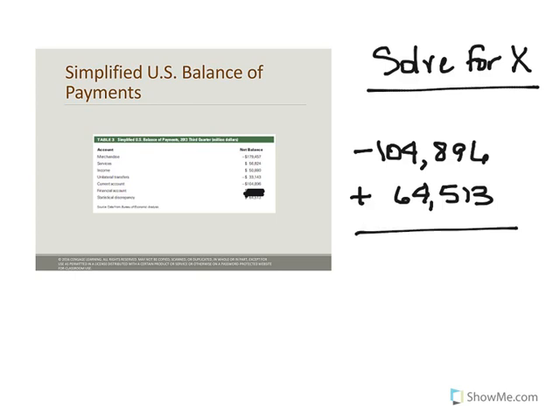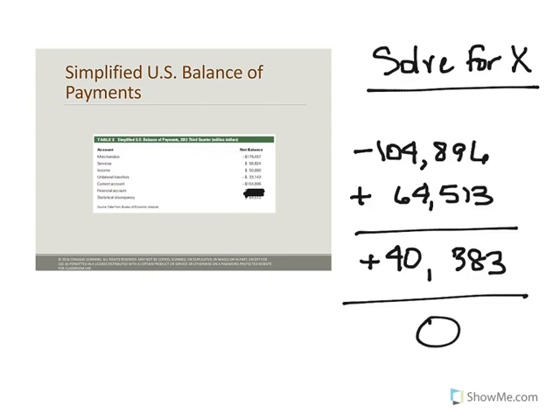So we can see that in order to get a net balance of 0, I would still need to add another positive 40,383,000,000. In other words, if we add 64,513 to 40,383, we come up with a positive 104,896. And so that way, then we come up with a net balance of 0.